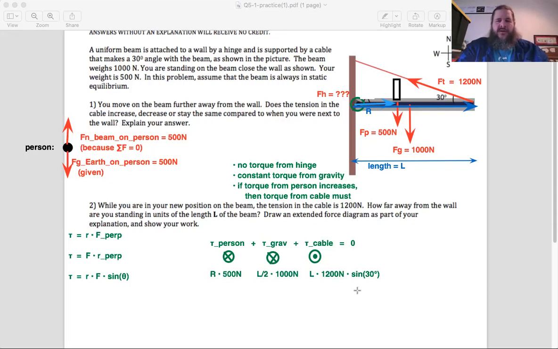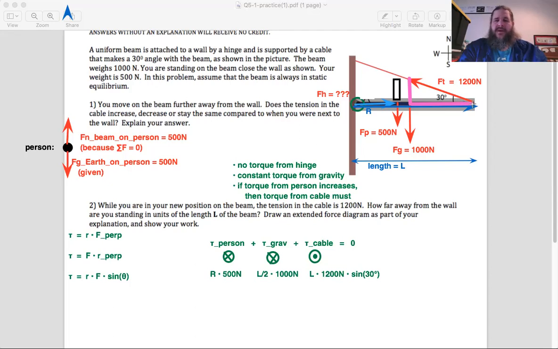So we'll take sine of 30 degrees, which is 1/2, I believe. Alternatively, we could split the tension force into components. Specifically, a component parallel to the radius and a component perpendicular to the radius. So it's not always splitting into conventional X and Y components. It's not always horizontal and vertical.